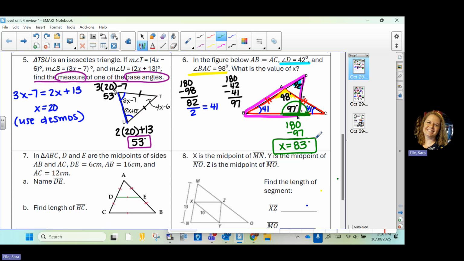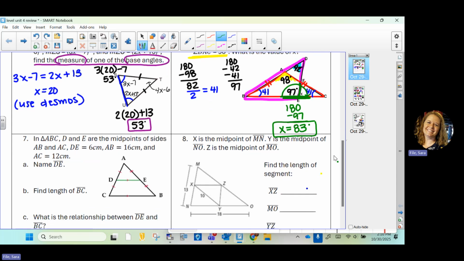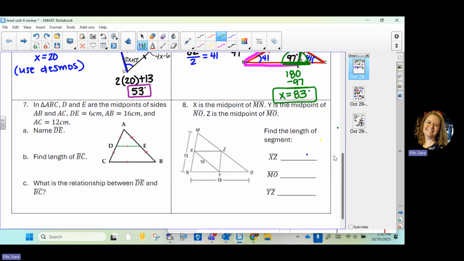Okay, so you have to look at one triangle at a time, and then you had to know linear pair. You had to know about isosceles triangles. You had to know triangle sum is 180, and you had to know linear pair. So there's several things you had to know to be able to answer that question. All right, last two on this page.